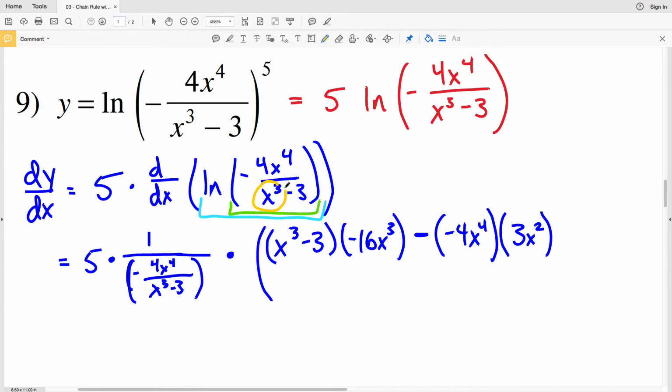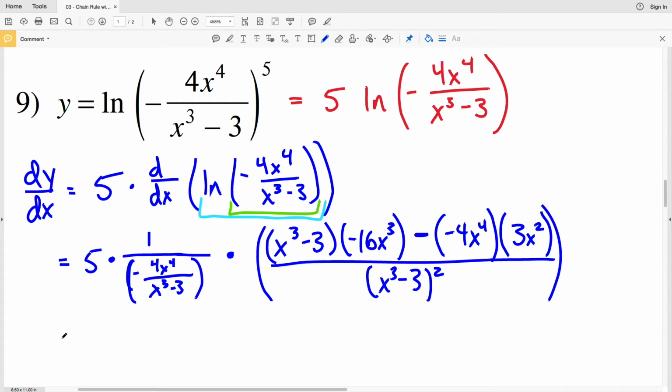And that's because for x cubed, the derivative is 3x squared, and the derivative of 3 is 0. And that's all over, remember for our quotient rule, our denominator squared. So x cubed minus 3 squared. Now this looks like a lot, but just stick with me as we simplify this problem.